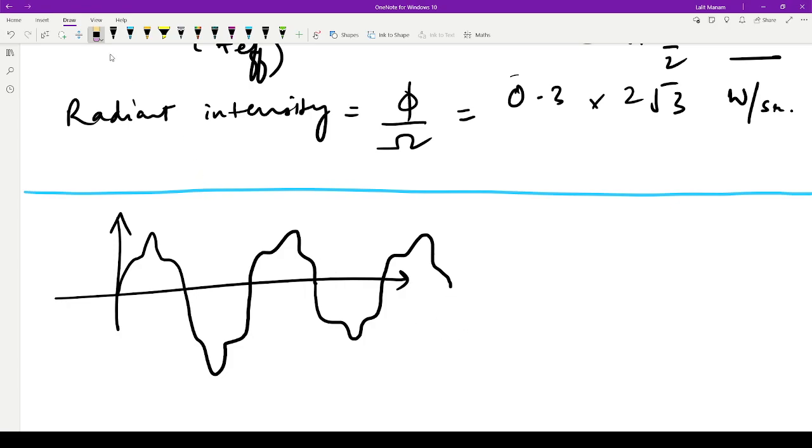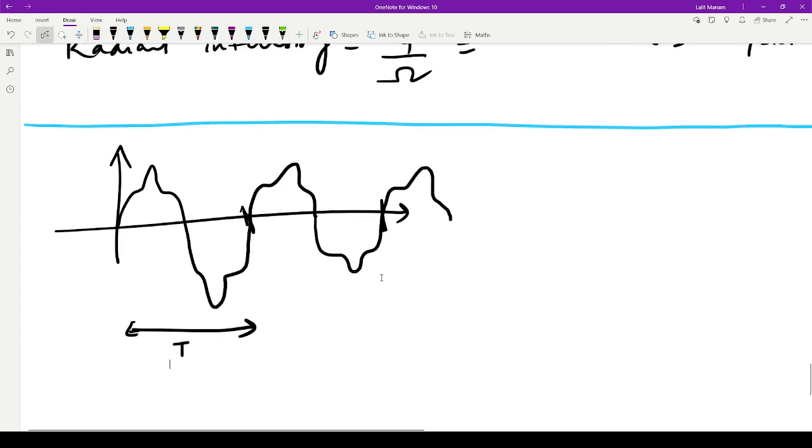So this is some signal which has this periodicity. Let the time period be T. So what is the frequency? How do you define the frequency of this specific periodic signal? One upon T.